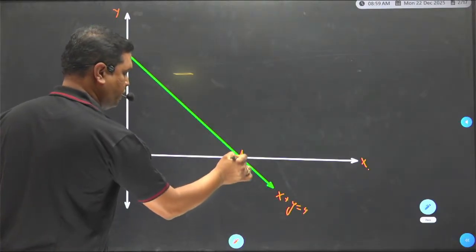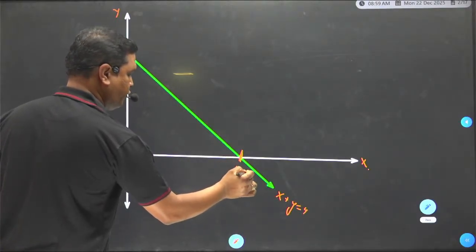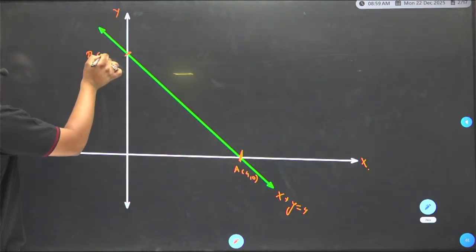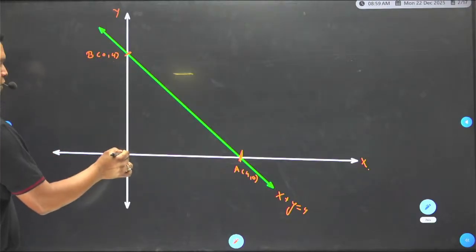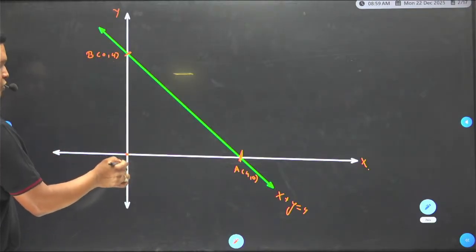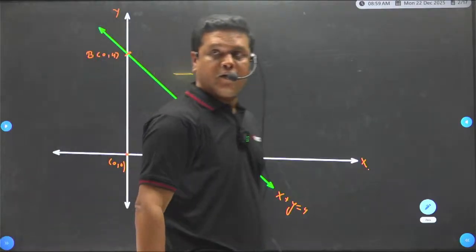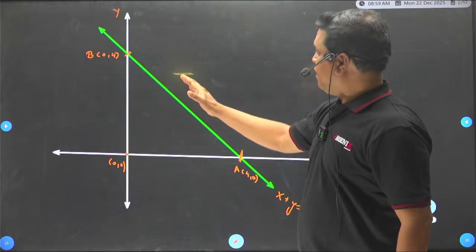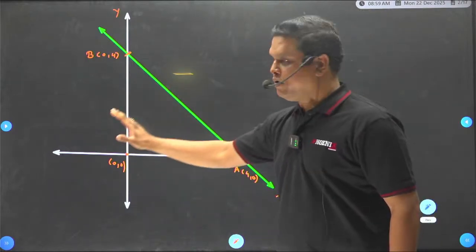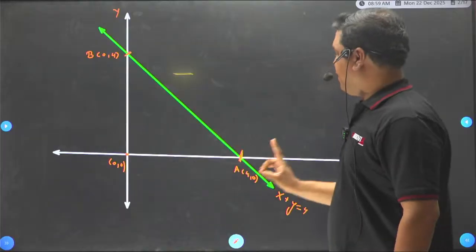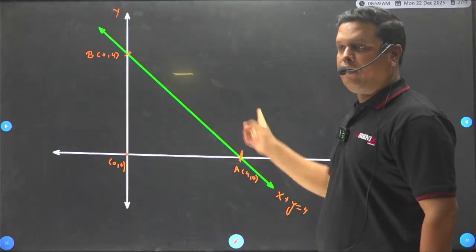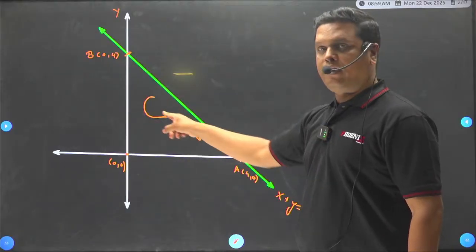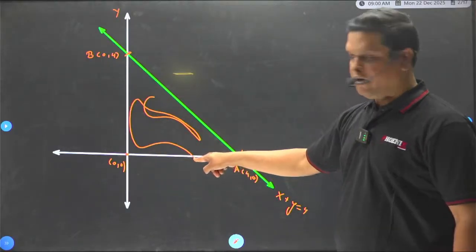So the first point is A(4, 0). The second point is B(0, 4). This is the position of 0, 0. Now look at this. This line separates two regions, either above this graph or below this. And the graph is strictly in the first quadrant, where x and y are positive. So what is the suitable area? This is the suitable area. Do you understand?